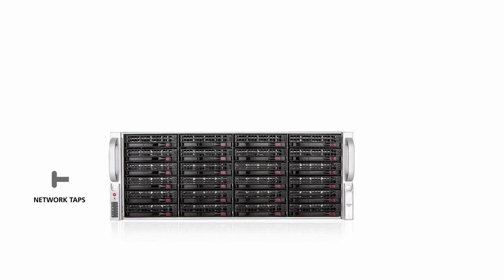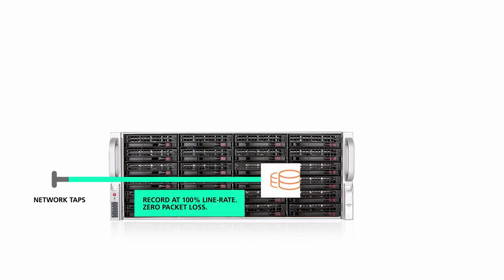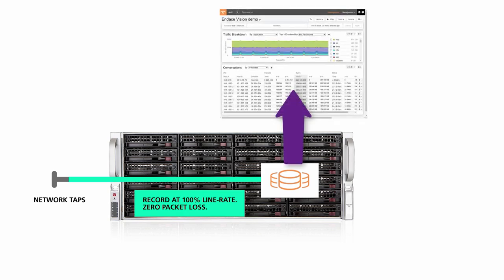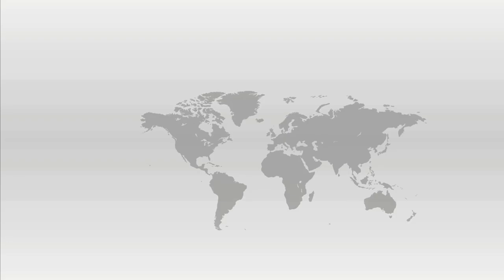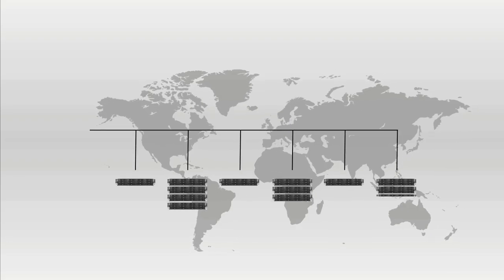Firstly, recapping, EndaceProbe continuously records traffic at line rate with zero packet loss from network taps, packet brokers, or span ports. And Endace Vision is the powerful UI for searching and analyzing recorded traffic on EndaceProbe. Each EndaceProbe contains all the storage and compute required for line rate capture, indexing, and fast search. We can deploy many EndaceProbes or EndaceProbe stacks across key monitoring locations for our global network.